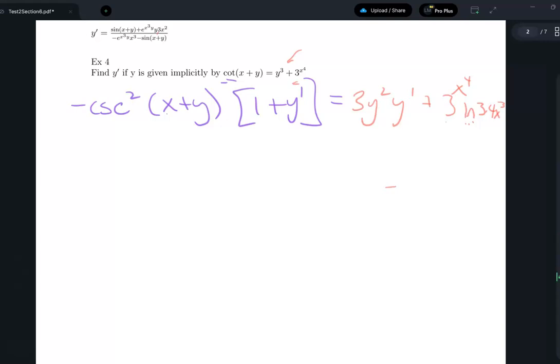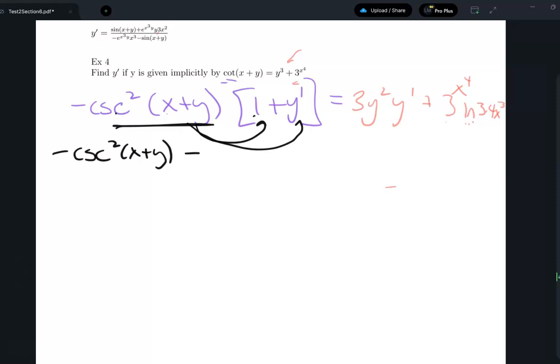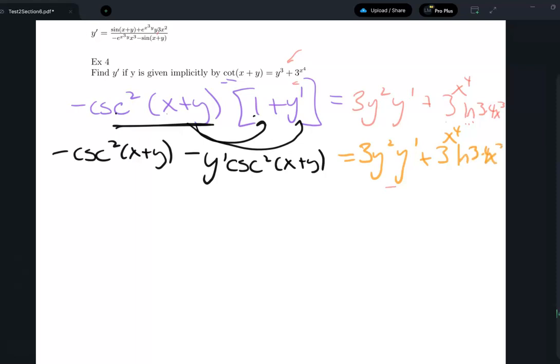Okay, so this is the tricky part, I think, where you have to distribute this out. So this times this, that's not a big deal. X plus y, then I get a minus y prime, cosecant squared of x plus y, and I'm just going to carry all this stuff along, 3y squared y prime, plus 3x to the fourth ln of 3, 4x cubed.